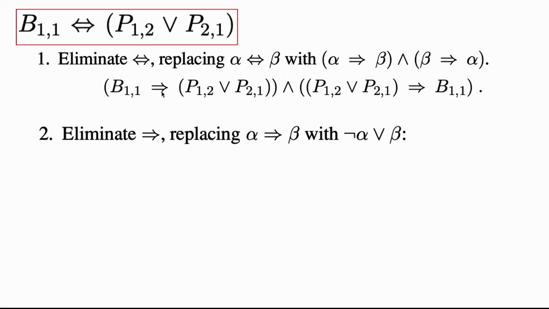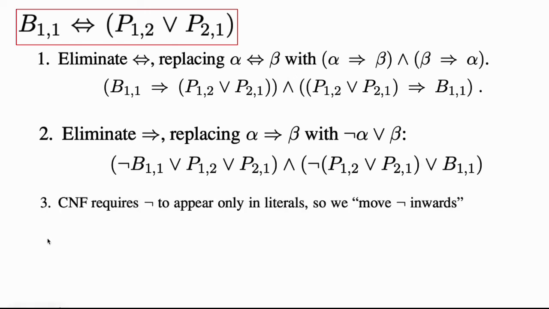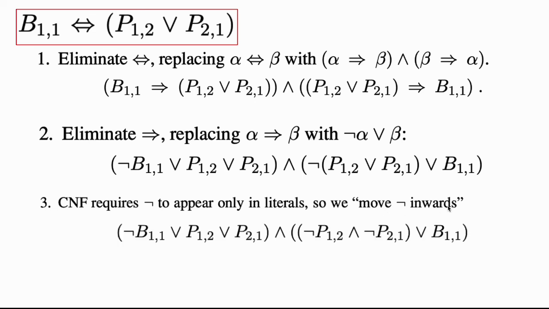So here in our sentence we have 2 implies operators, so we will convert them to not alpha or beta. When this implies goes away, there will be a not which will come in front of B11, and there will be an or symbol which will come over here. Similarly, a not symbol will come in front of this thing, and it will be or B11. Now we need to take the not inside, because CNF requires the logical not to appear only in literals. So you cannot have a not outside this composite statement.